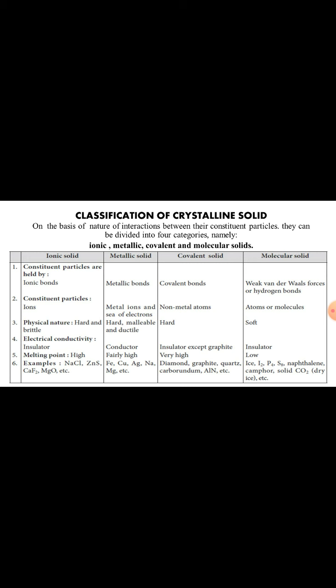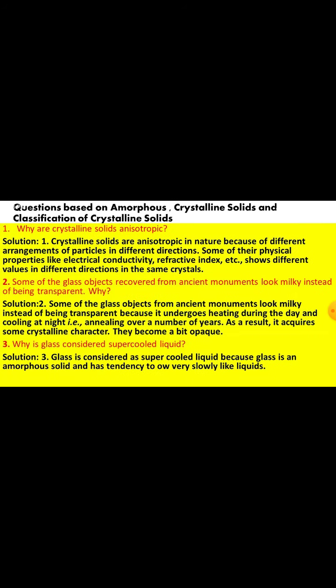The third type of molecular solid is H-bonded solid. Here the attractive force or bonding force is hydrogen bond. The common examples of these solids are ice, dry ice and solid ammonia. So these are basically the classification of crystalline solids. These solids and their properties you can understand very well on the basis of chemical bonding.